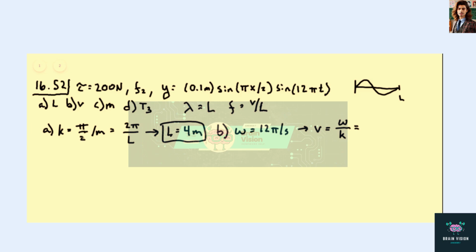The wave number is pi over 2 radians per meter. The angular frequency is 12 pi radians per second. And so we get 24 meters per second, because the pi's cancel, and then 12 divided by 1/2 is 24.